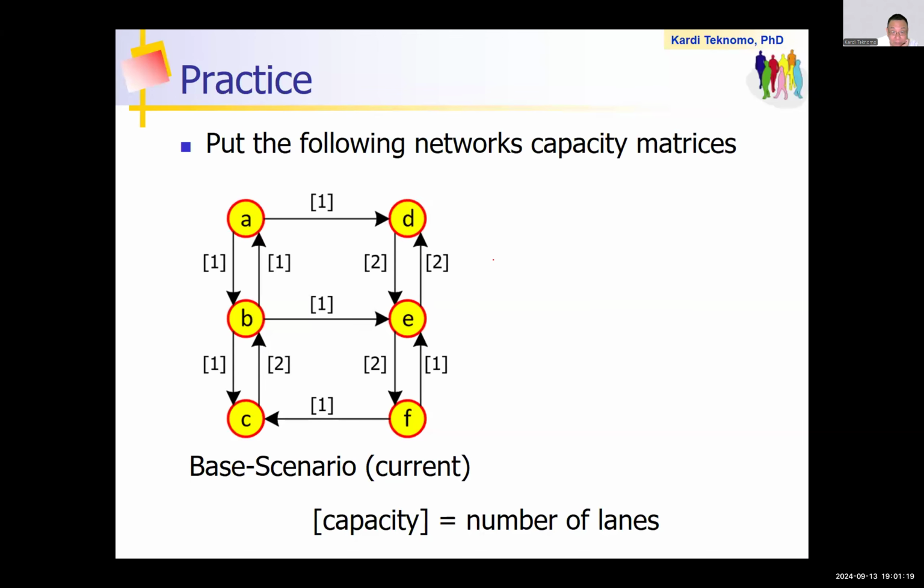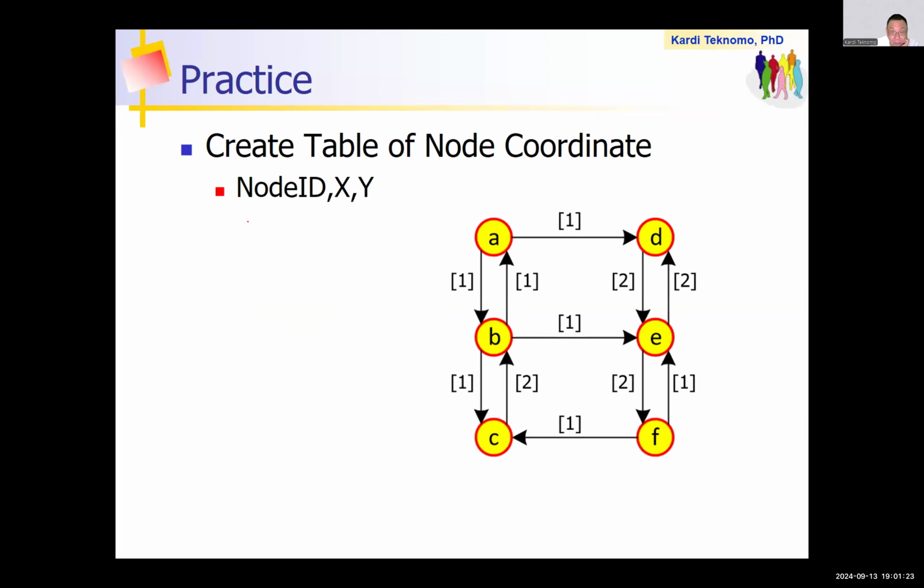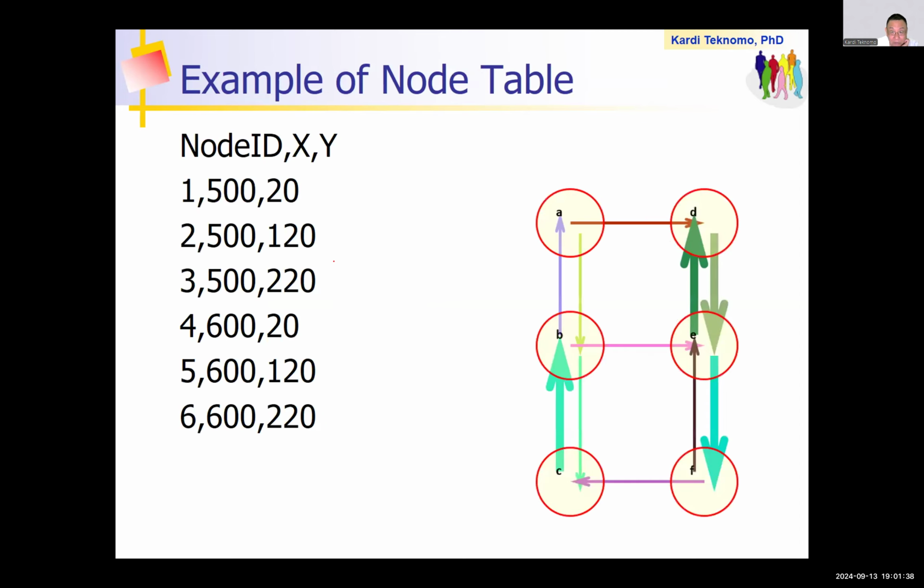You can practice this by creating the network. First, you put node coordinates. When you want to put node coordinates, you set the node ID here: A, B, C, D, E, F, and then X and Y. The value of X and Y is up to you. Okay, so this is the example.